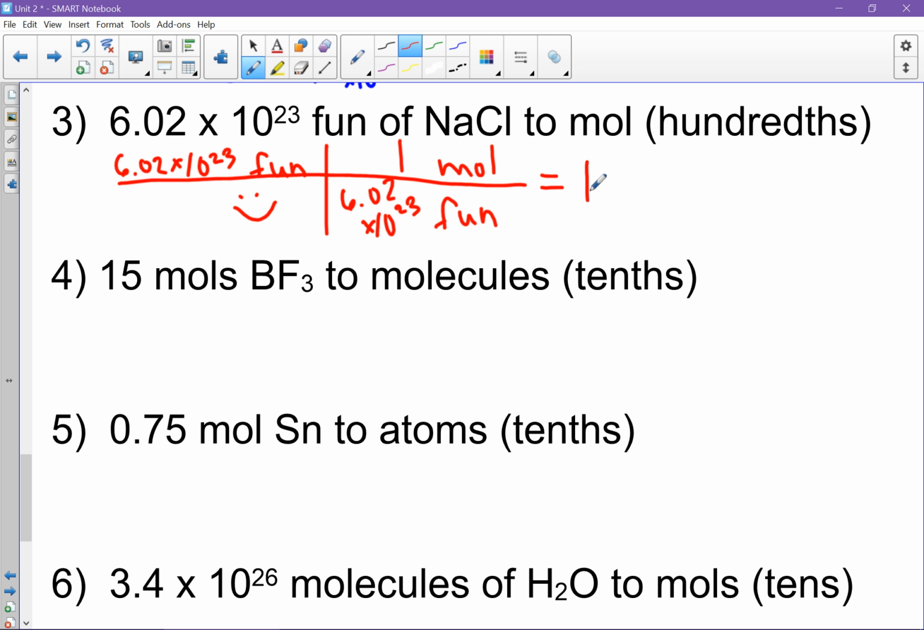When I put that in, my calculator just says 1. To make that rounded to the hundredths place, then we just do 2 after the decimal. And because I was looking for mole, that's the unit that goes on my answer.